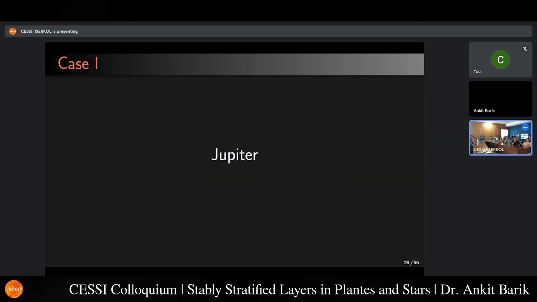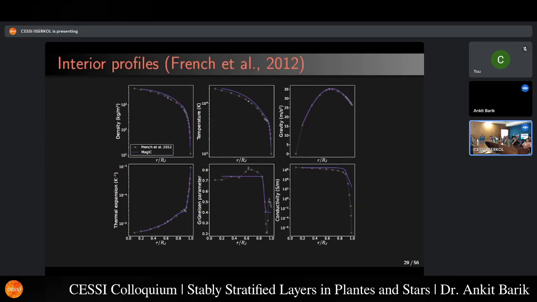So, case one, Jupiter. Let's say that we get this interior model from somewhere. In this paper, they did a bunch of calculations to work out exactly how Jupiter's interior might look. They did different quantum mechanical calculations under Jupiter conditions. I don't understand what they did, but I know the profiles.